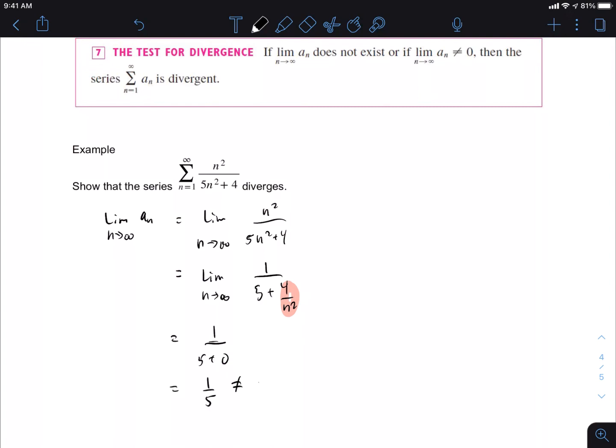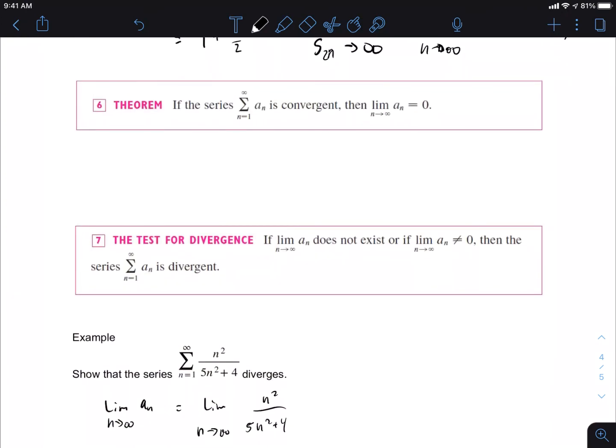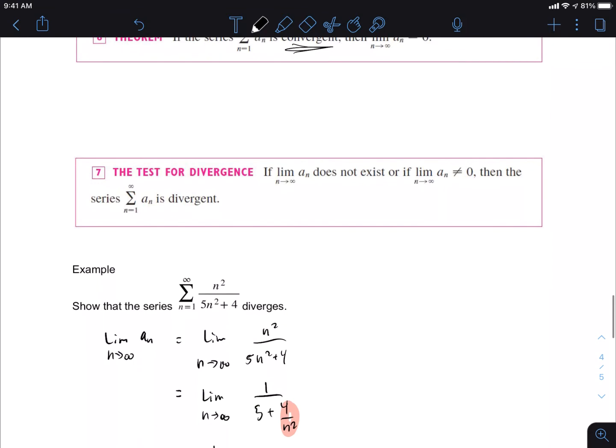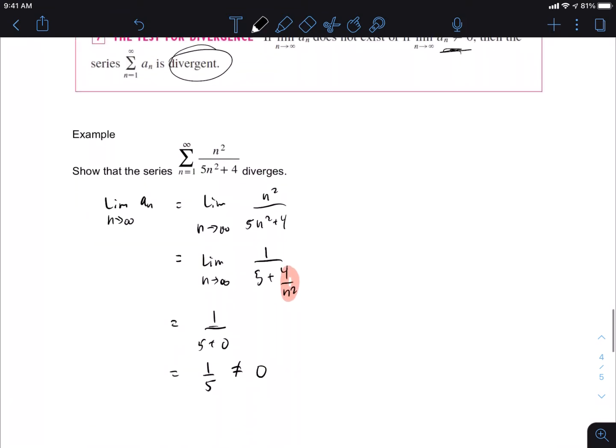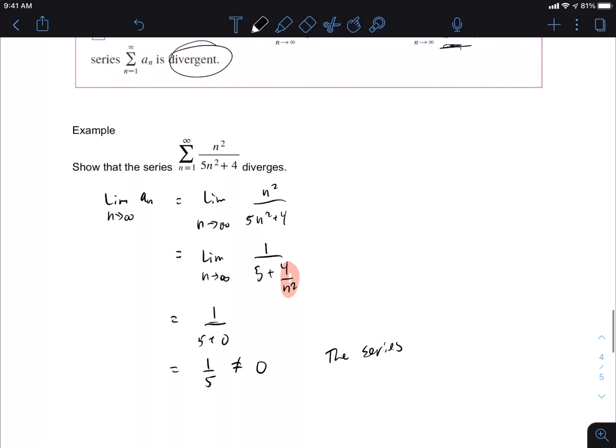But 1/5 isn't equal to 0, right? Because it tells us up here if it's equal to 0, then it's kind of convergent. If it's not equal to 0, then it's divergent. So because of this, we know that the series diverges. And that is what the divergence test will do for us. It's beneficial that way.